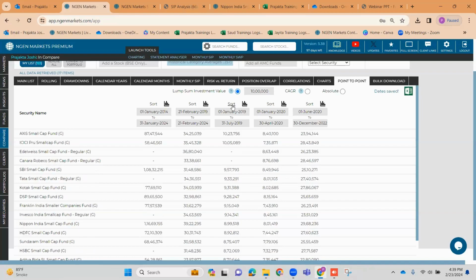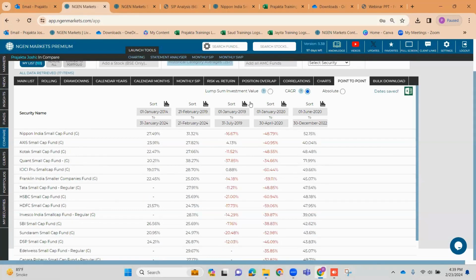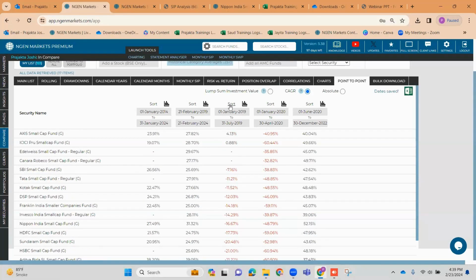And I'm going to sort this from ascending to descending. In this case, we see Axis Small Cap generated the highest return. Of course, there's a 6-month period, so we are just having a look at the trend. Only these two funds, Axis and IPRU, gave positive returns. Everything else saw some erosion of capital. So these are the only two funds that gave positive returns last time around when there were elections.